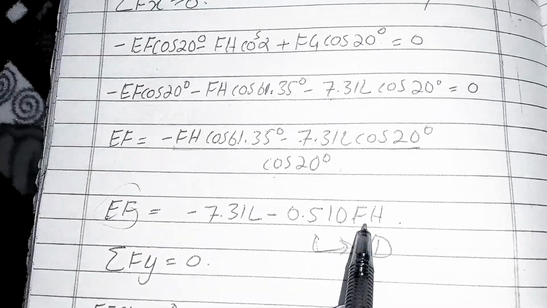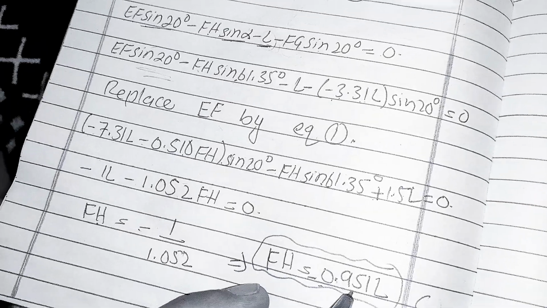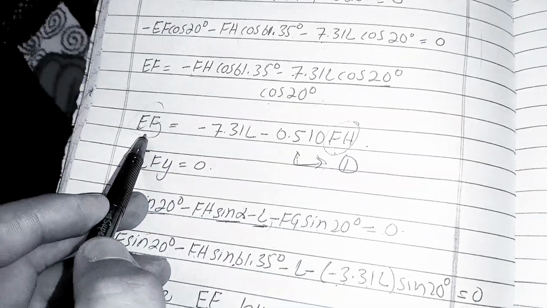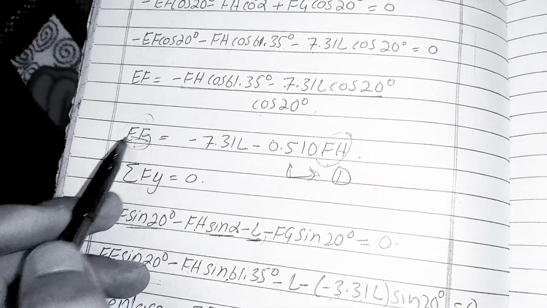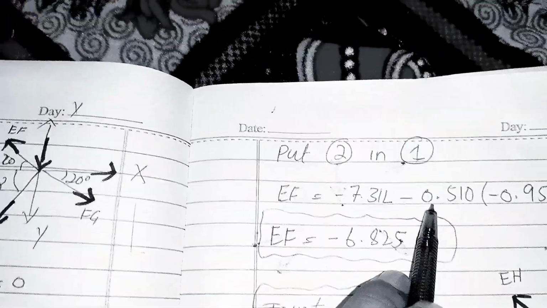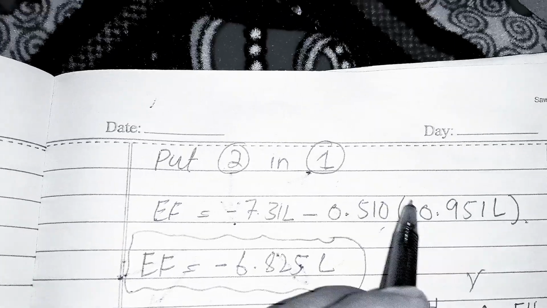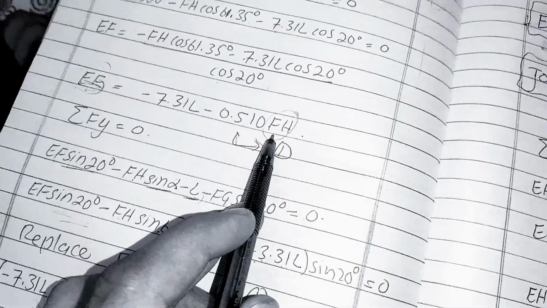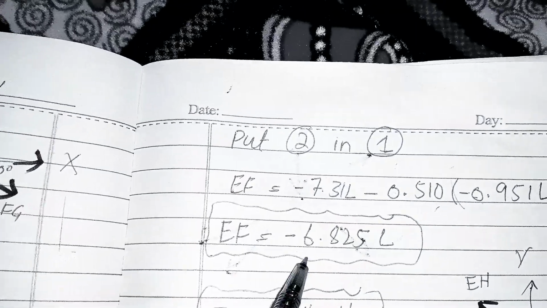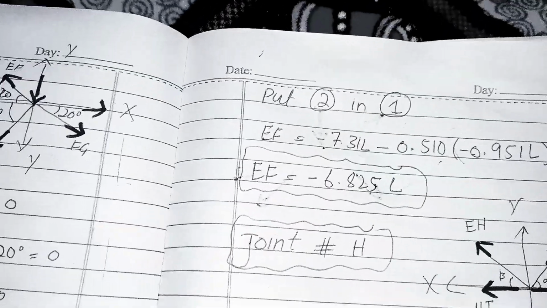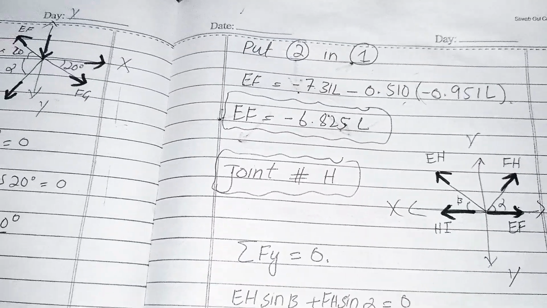In place of FH I will put 0.951 L to find the force in member EF. So EF is equal to negative 7.31 L negative 0.510 into negative 0.951 L, which is the value of this FH. So EF is equal to negative 6.825 L. Now I will take joint H to find the force EH.